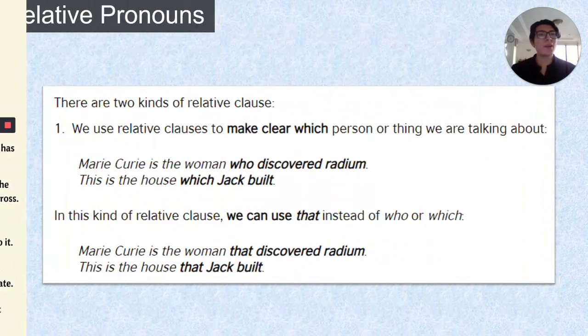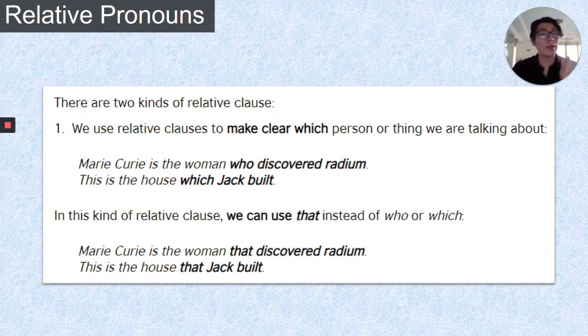Now we have some specific things. We have two kinds of relative clauses. Remember, every phrase or sentence that you create with a relative pronoun is called a relative clause. For example, the person that I know is a relative clause. Now, number one, we use relative clauses to make clear which person or thing we are talking about. For example, Marie Curie is the woman who discovered radium. So we want to clarify, we want to make this evident.